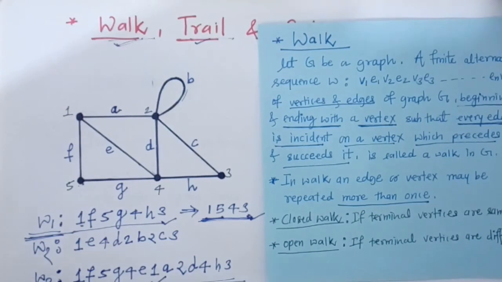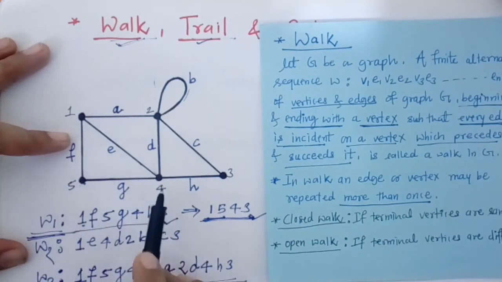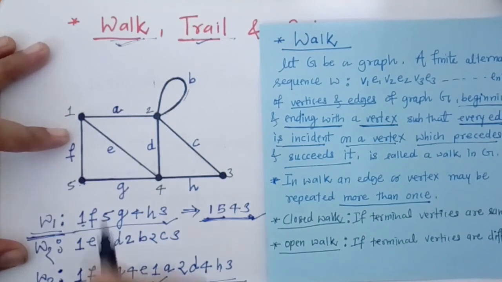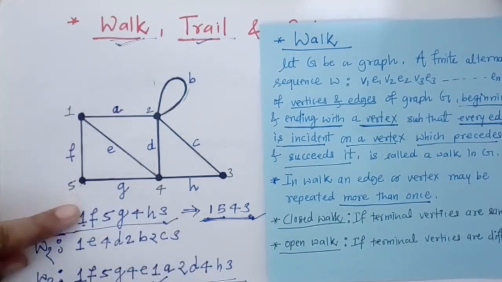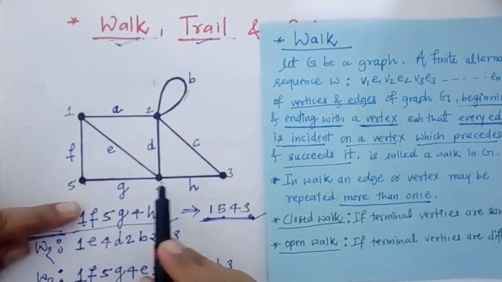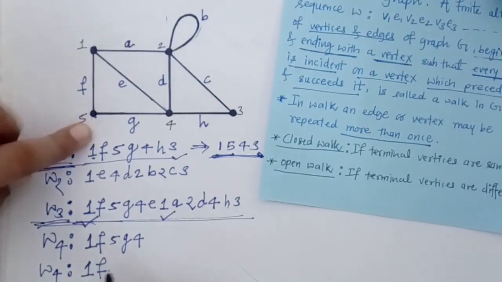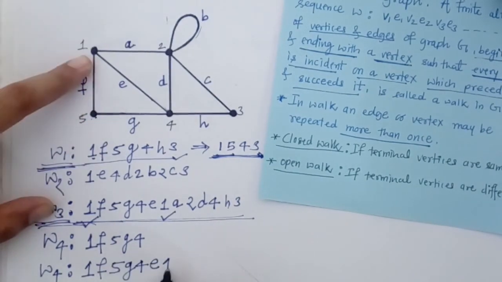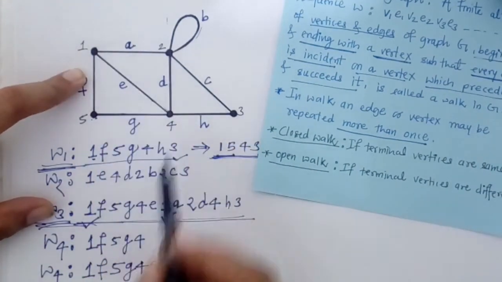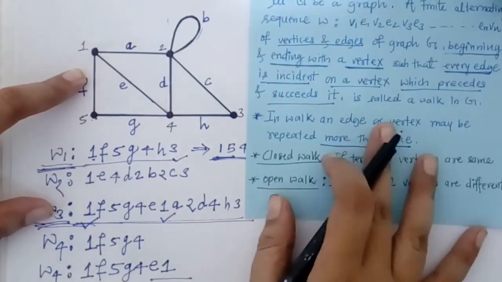Now again if we have to find another walk from vertex 1 to 4, by how many ways can we travel from vertex 1 to 4? Yes, we have from vertex 1, then by this edge F, then this vertex 5, then G edge, then this is 4. Again, yes, by this F, then we can end at this vertex 1. So this is a closed walk. Why do we call this a closed walk? Because here the terminal vertices are the same.